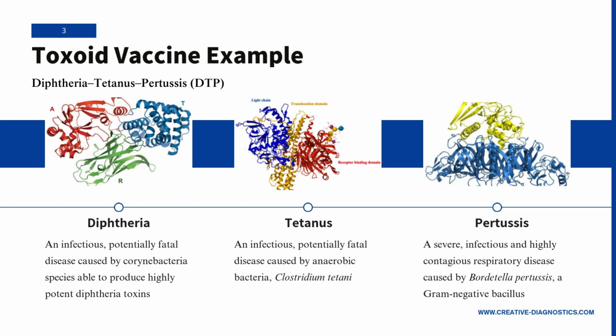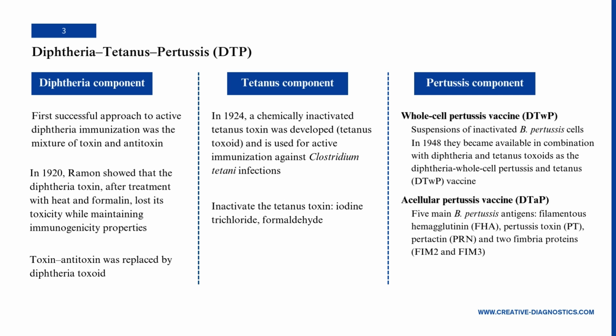Diphtheria is an infectious, potentially fatal disease caused by Corynebacteria species able to produce highly potent diphtheria toxins. Tetanus is an infectious, potentially fatal disease caused by anaerobic bacteria, Clostridium tetani. Pertussis is a severe, infectious, and highly contagious respiratory disease caused by Bordetella pertussis. Prior to the first registration of the DPT vaccine, vaccines containing each component were developed separately.